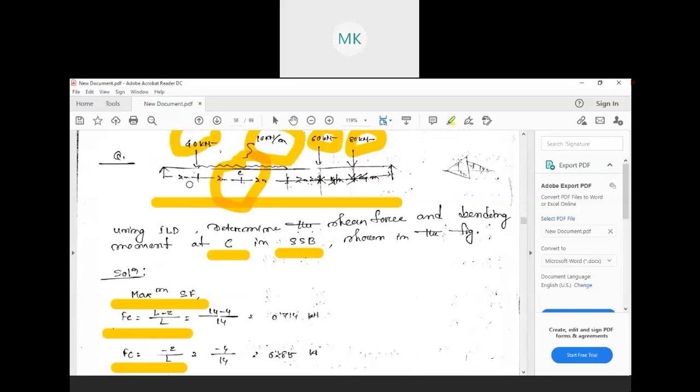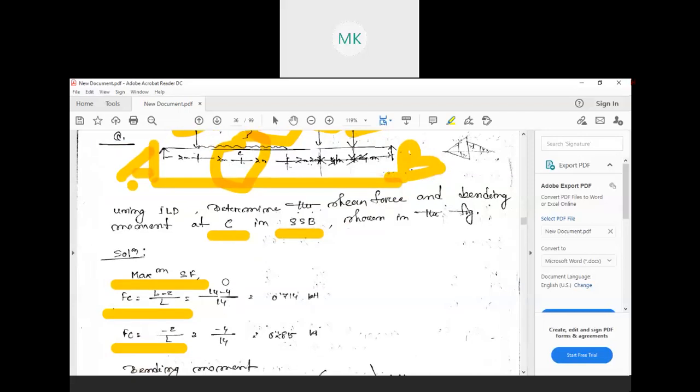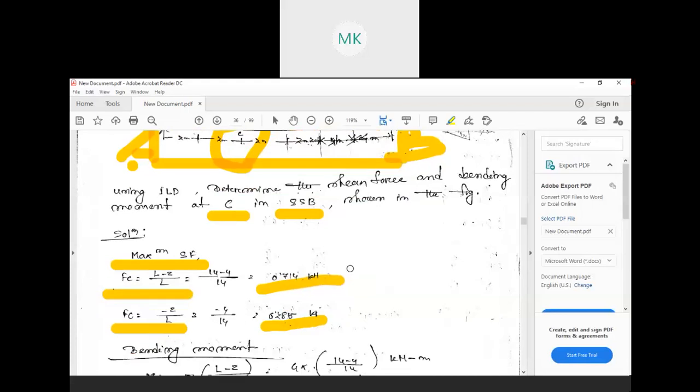As you can see, C is at a distance of 4 meters from support A, if you consider this as A and this as B. So from A it is at a distance of 4. So (L minus Z) by L we can easily find, and similarly minus Z by L we can easily find the value. So the first part is over.